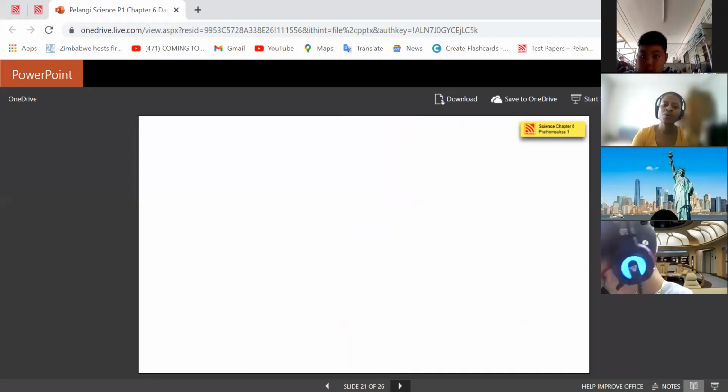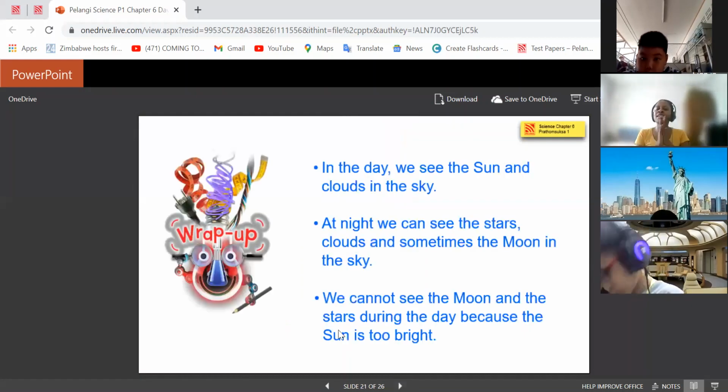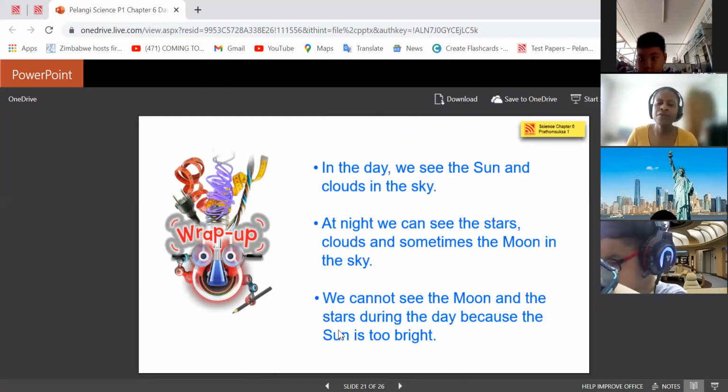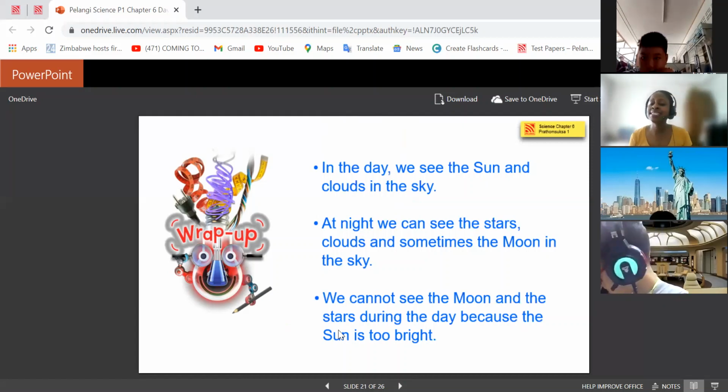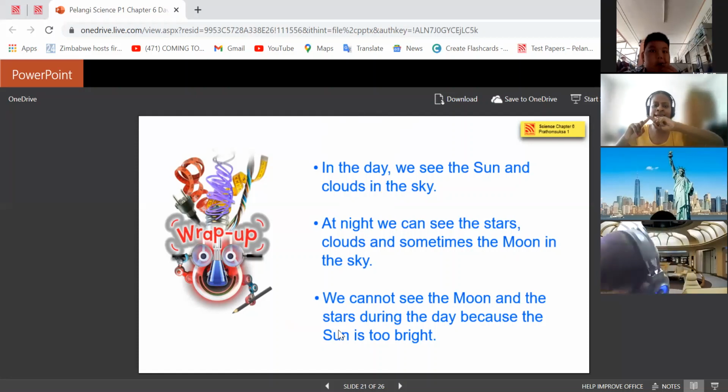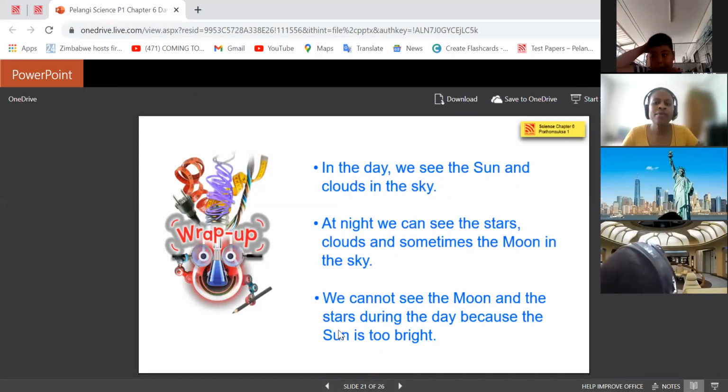So we want to proceed and see what we have learned about the day and the night sky. Very easy. The first one, this is a wrap up. In the day, we can see the sun and the clouds in the sky. At night, we can see the stars, the clouds, and sometimes the moon. We cannot see the moon and the stars.